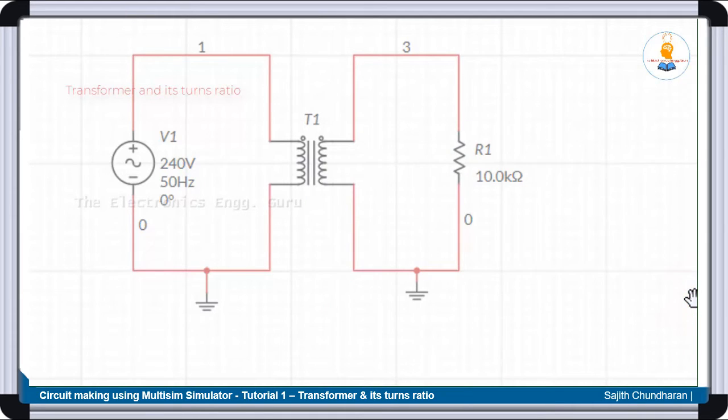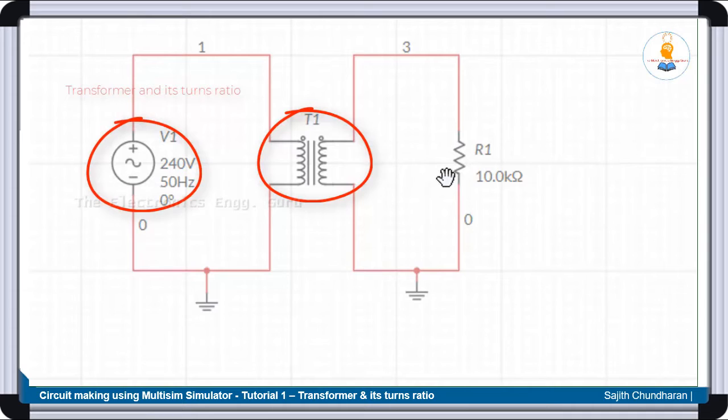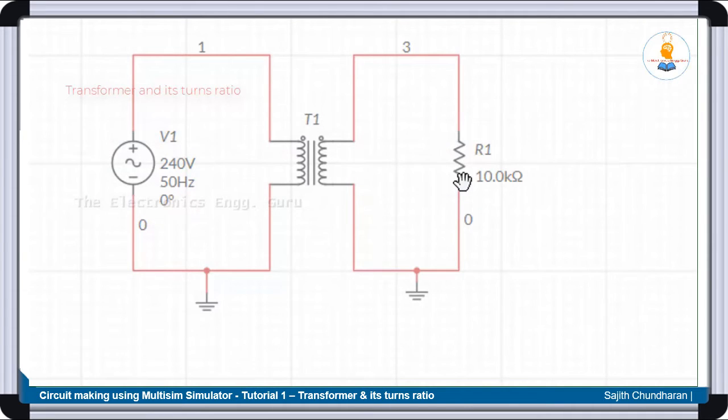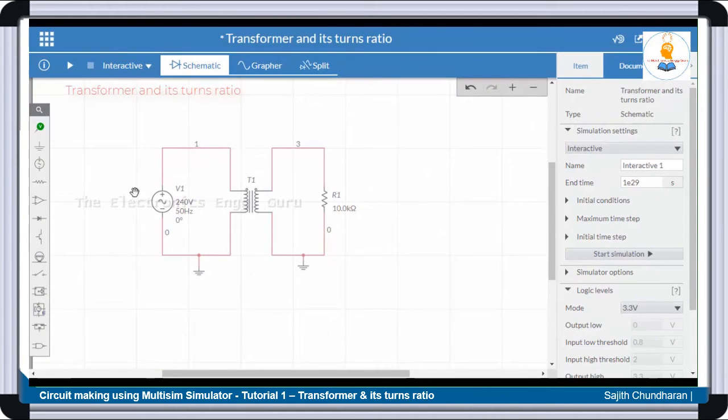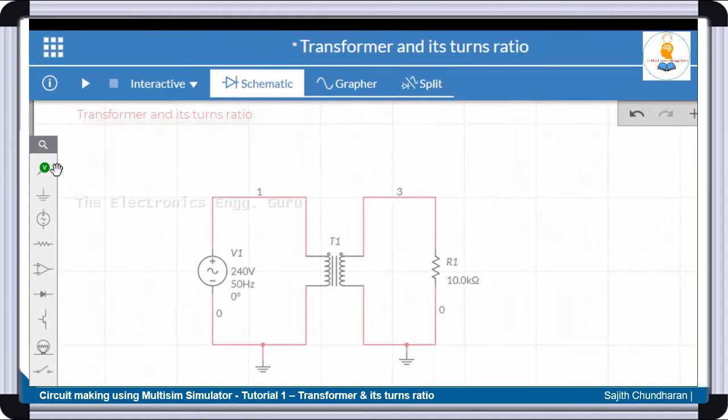So we have already identified the transformer ratio, we have identified the supply voltage and frequency, and also we have identified the resistor value. Now before running, there is one more thing which we have got to put in. So that is, if we run it at this point, we won't be able to see the voltage and current flowing through the circuit. For that, we need probes. So where do I find probes? Here is the probes. You will be able to connect voltage probe and current probe.